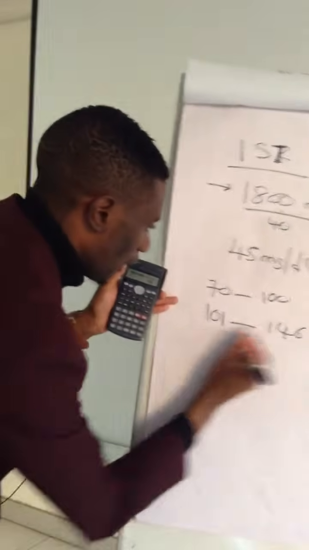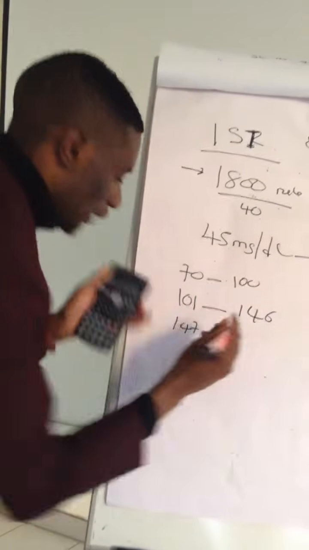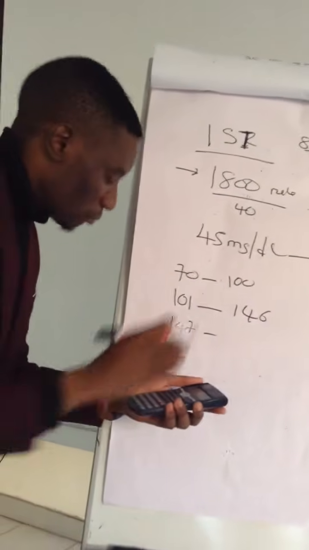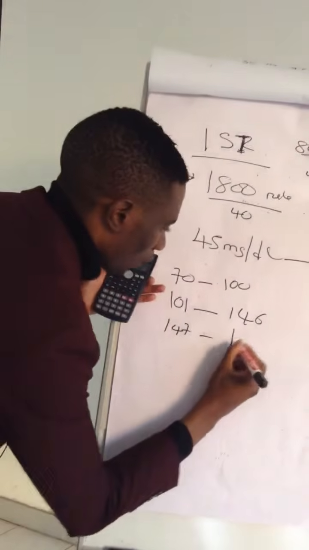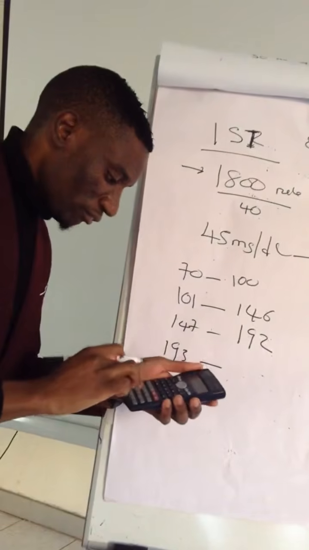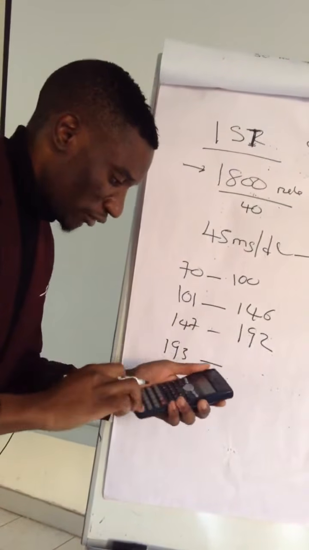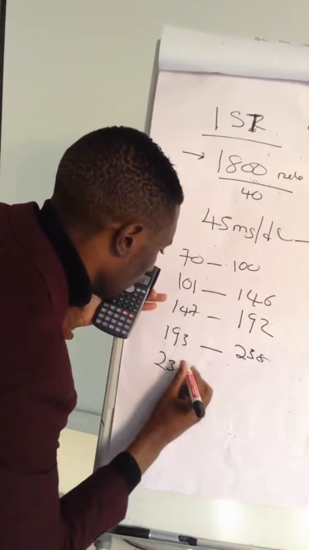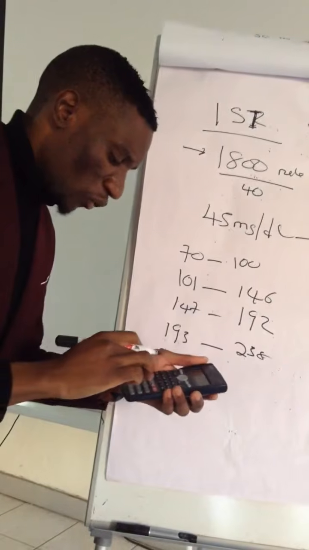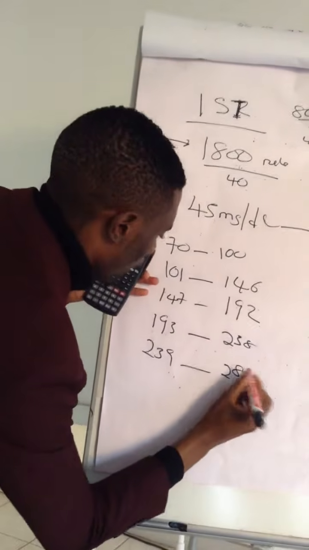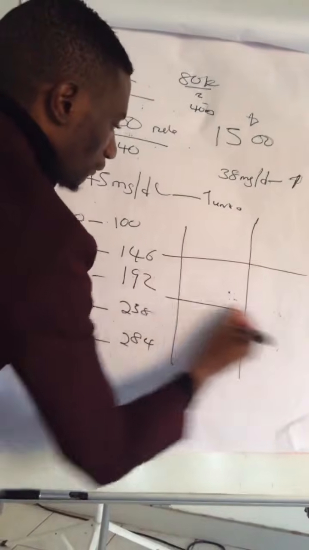Then I'll get another one here. I'll get 147 here. 147 plus 45, which is our factor there. I'm going to get 192. So I'm going to get 193 here. 193 plus 45, which is the factor we're using here. We're going to get 238. Let's go here, 239 plus 45. We're getting what? 284.